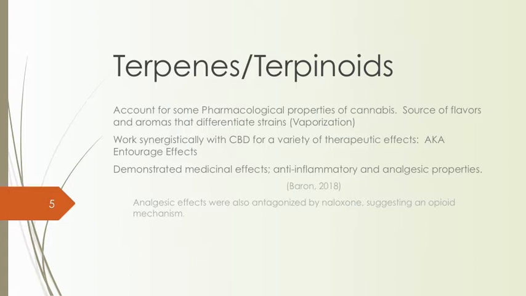These terpenoids do work synergistically with CBD for a variety of therapeutic effects. That effect is known as the entourage effect. There are demonstrated medicinal effects, such as anti-inflammatory and analgesic properties, to these terpenoids. Also, interestingly to note, Barron et al. in 2018 posited that analgesic effects were also antagonized by naloxone, suggesting an opioid mechanism.